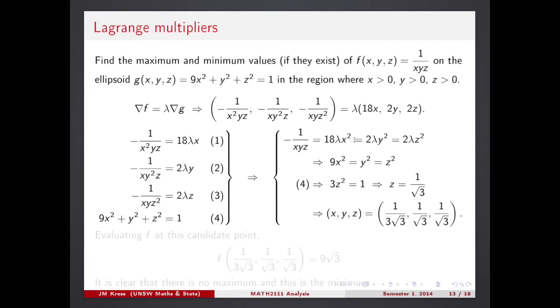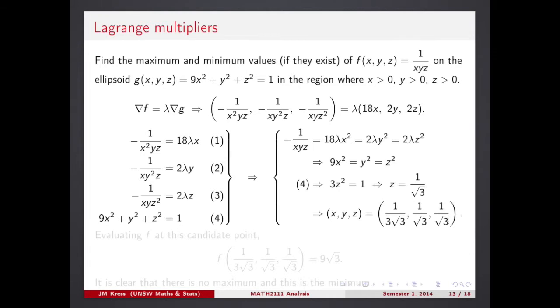Just look at these two. You cancel out lambda, you cancel out 2, you will end up with 9x squared equals y squared. You look at this one, you cancel out 2, you cancel out lambda, and you end up with y squared equals z squared. You take this across the constraint, and you will end up with the value for z, and for x, and for y. That's one of the values.